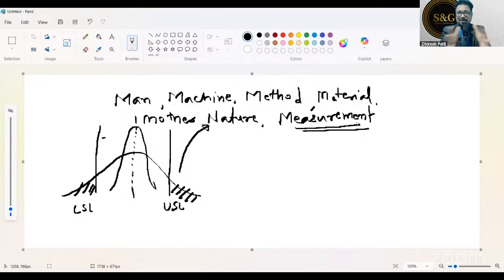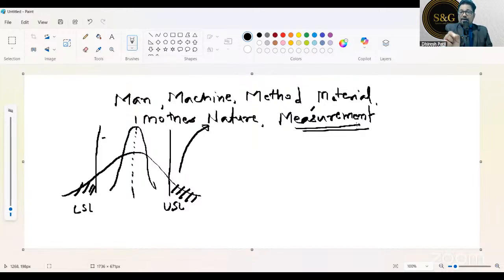In the measure phase, what is the tagline? Whatever we can't measure, we can't improve. Understand this, very simple, but very powerful. Whatever we can't measure, we can't improve. If we are not measuring our monthly expenses, we can't control it. If we are not measuring our weight regularly, we can't control it. If we are not measuring our cholesterol level regularly, we can't have control over it. So measurement plays a very crucial role everywhere.